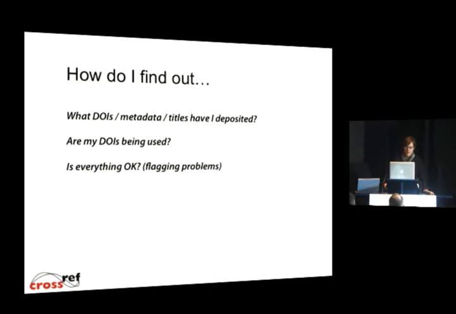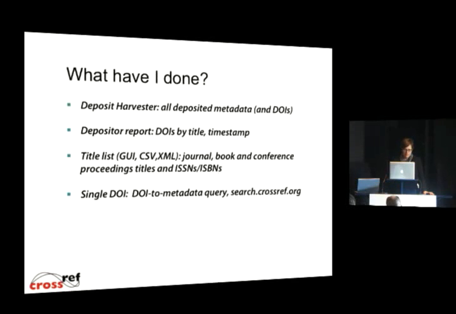We do get a lot of questions from members who want to find out something about what we have. So I'm going to tell you how to figure out what data you've deposited with us, if your DOIs are being used, and some ways to preemptively flag some problems. So we'll start with figuring out what you have deposited with Crossref.